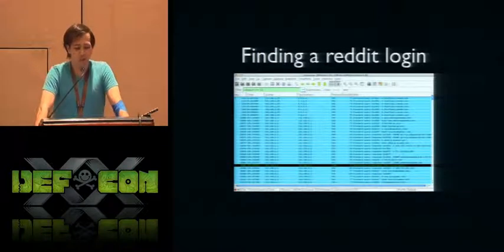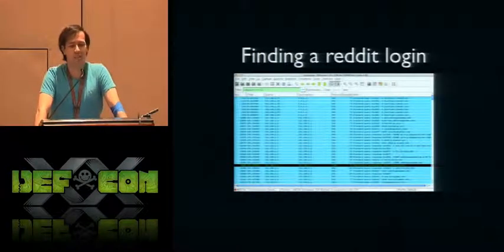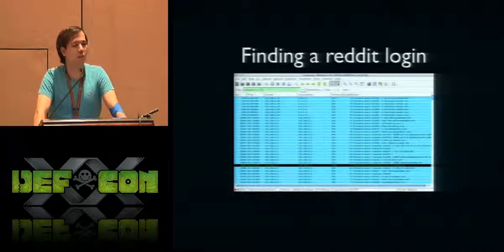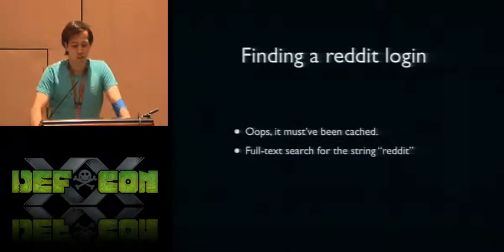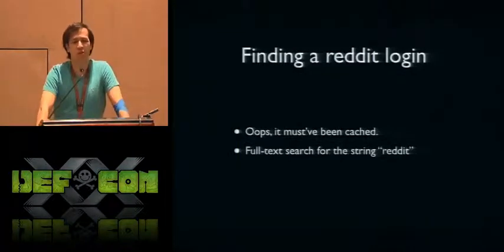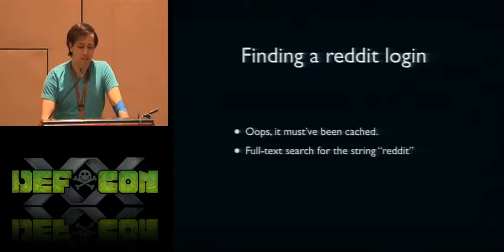We can do a filter to get just DNS traffic, and we still end up with a few hundred requests for this 15 minutes of traffic. You can search on the string Reddit to maybe help you narrow it down and find it that way. Of course, this time we couldn't be so lucky, it must have been cached. So instead we'll do a full text search for the string Reddit on all the traffic, which you can imagine takes a minute or two when you're looking through 146,000 packets.